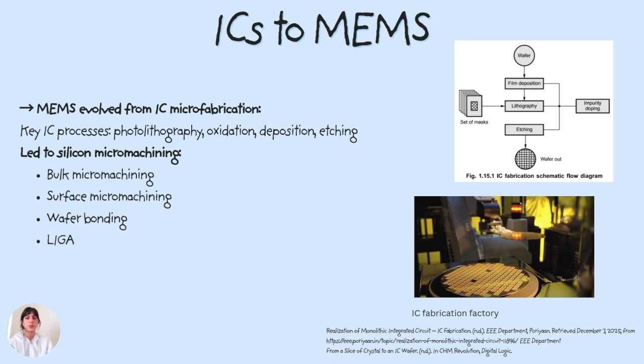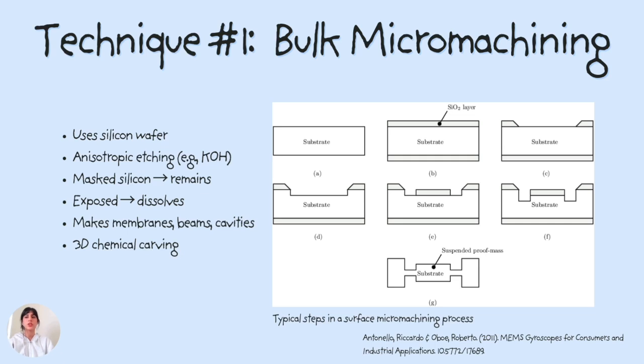photolithography, essentially printing patterns using light, oxidation, thin film deposition, and chemical etching. These techniques made it possible to fashion microscopic mechanical parts from or on silicon substrates, which eventually expanded into the main MEMS fabrication techniques, the first of which is bulk micromachining. Bulk micromachining uses the silicon wafer itself as the mechanical material.